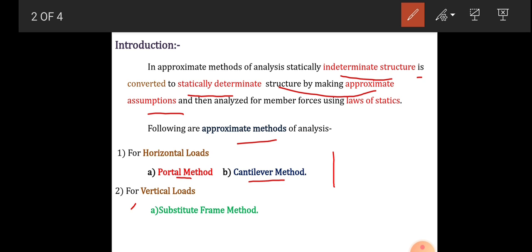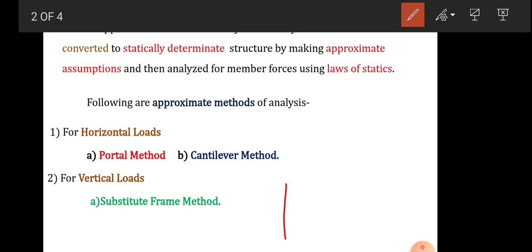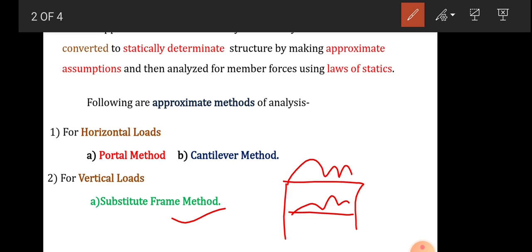So first, horizontal loads: if this is your portal frame, let's take it, the loads are acting horizontally on the frame. In that case, these two methods are there. And when the loads are vertical, meaning if there is UDL on the frame, then the substitute frame method is there. These are the approximate methods through which we can analyze the frame.